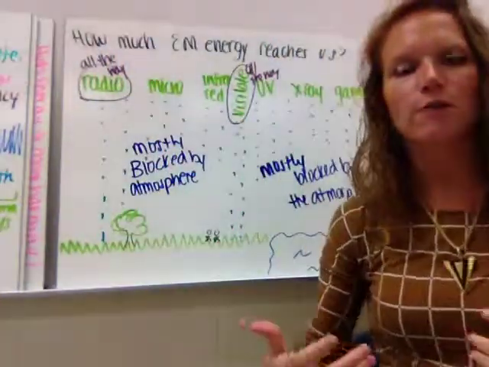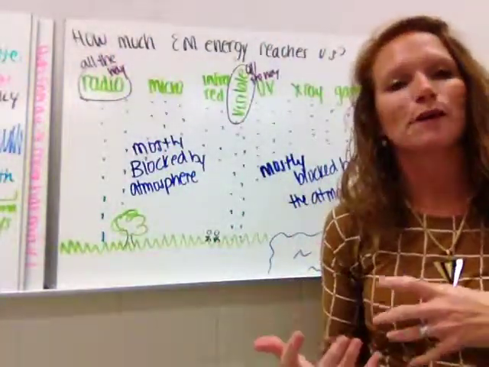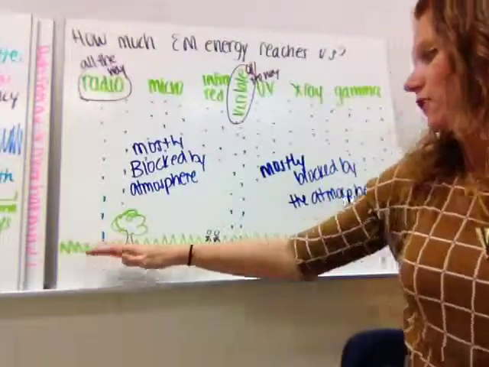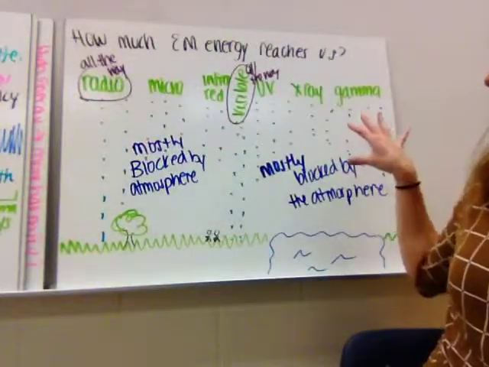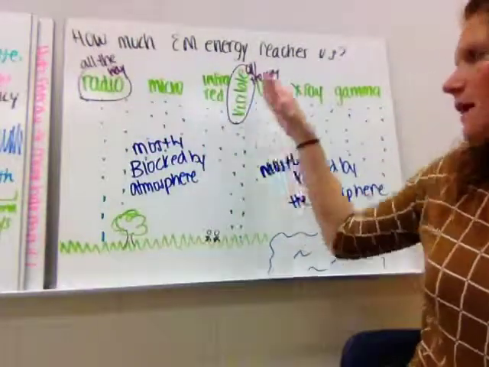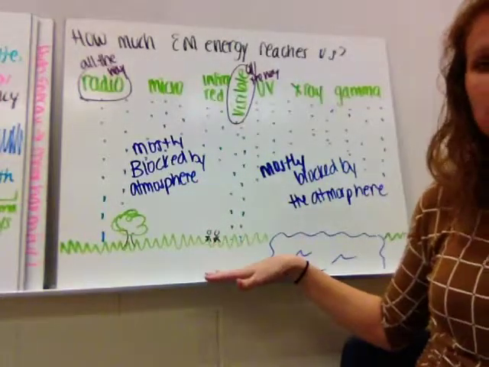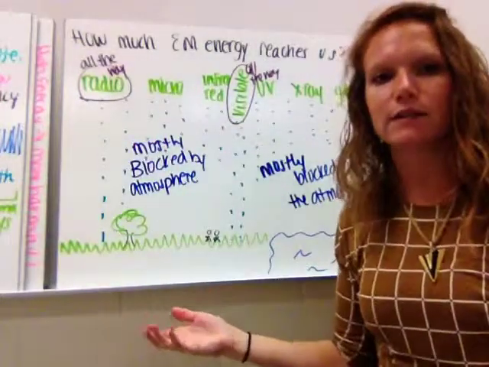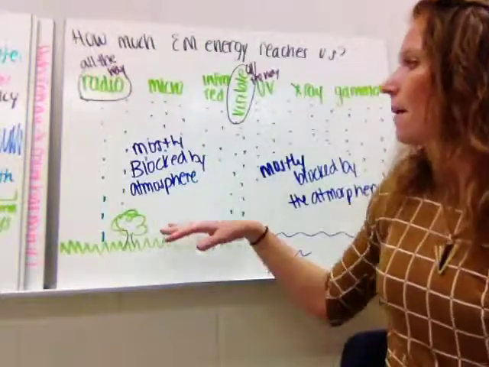So how much of this electromagnetic energy, or how many of these electromagnetic waves actually reach us? If you think of this as the ground, and up here is the atmosphere, radio waves and visible light waves come all the way down to the ground. They literally come all the way down to see us. Nothing gets in their way.